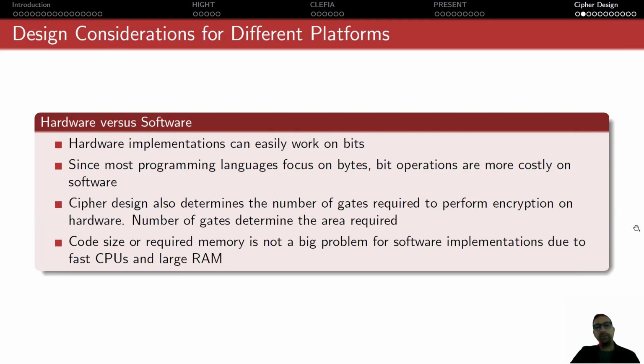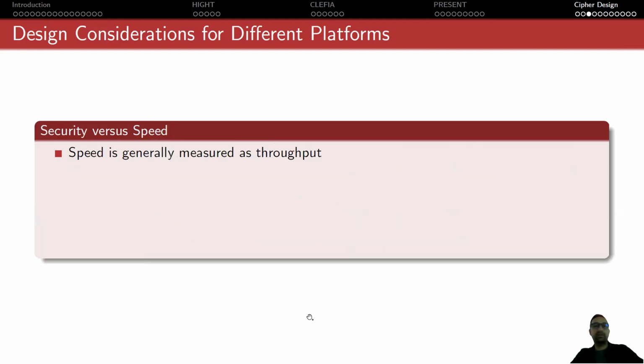Also, code size or required memory is not a big problem for software implementations due to fast CPUs and large RAM, because in our modern devices, it doesn't have to be a laptop, even Raspberry Pis, our mobile phones have multiple cores, gigabytes of memory. So you don't care if your code requires a few hundred bytes of memory, right? But in some very small devices, you have to work with even as small as 64 bytes of memory. So you have to come up with a design or algorithm that requires very small amount of memory, or the code sizes should be really small. So these are your design considerations.